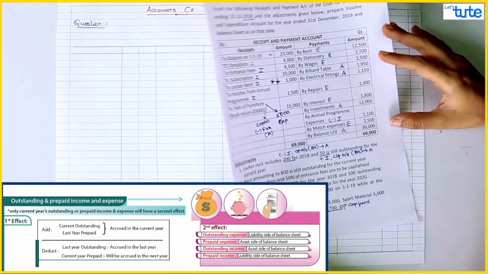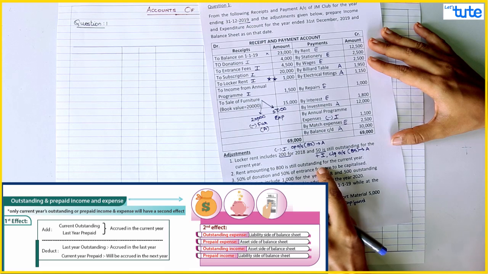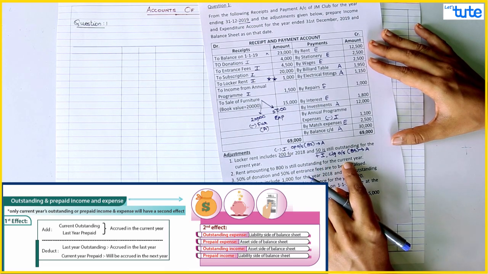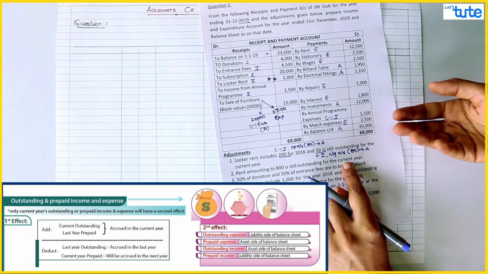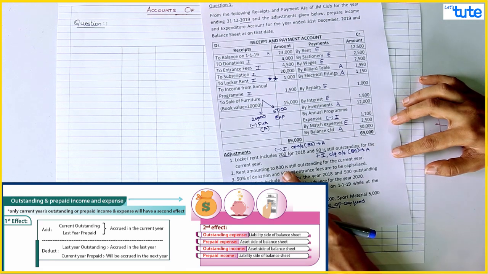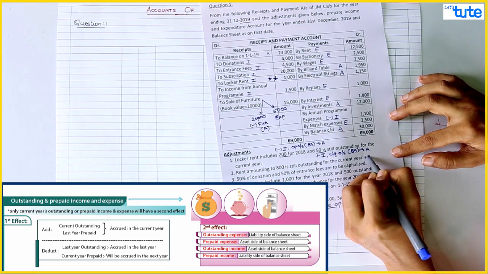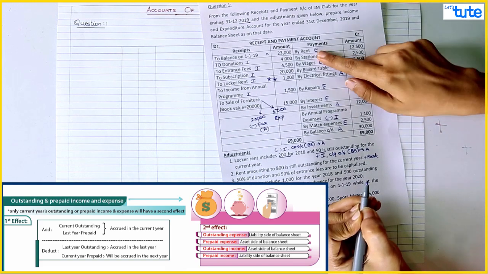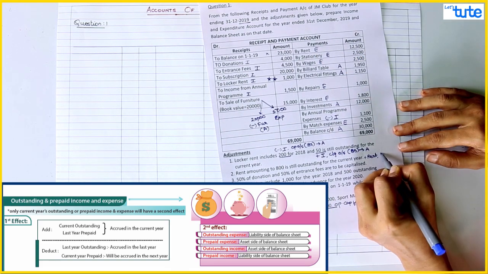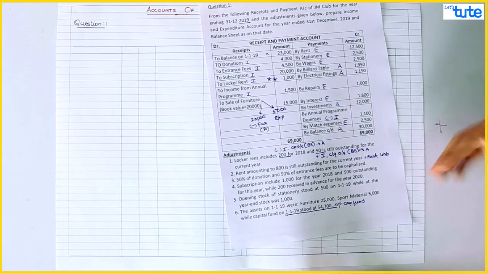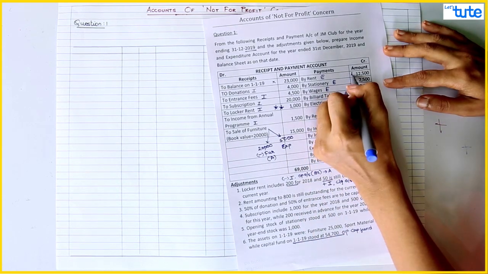Next, rent amounting to 800 is still outstanding for the current year. So that is your outstanding expense. Now this is similar to your normal final accounts adjustment. Outstanding rent, what we will say, add to rent, and since rent is your expense, payable, so this will become liability for the current year. So closing balance sheet, put a star mark on rent.